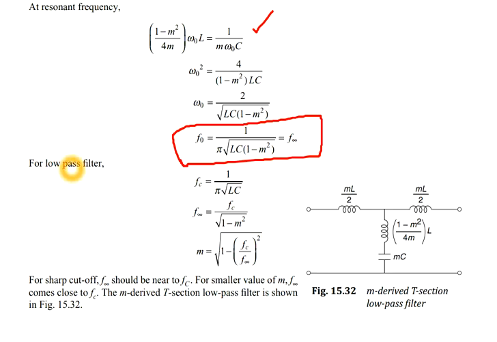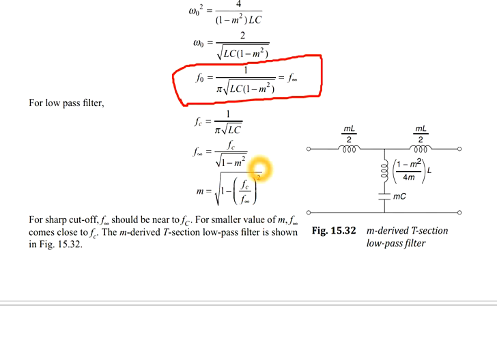So now we also have for low pass filter, the cutoff frequency is 1 by pi root LC. Fine. And now we got f infinite, which is equal to 1 by pi root LC into square root of 1 minus m square. So when you relate these two, you will be getting this expression, that is the frequency at which infinite attenuation will be there, that is equal to cutoff frequency divided by square root of 1 minus m square, right? So from this we can get the m.